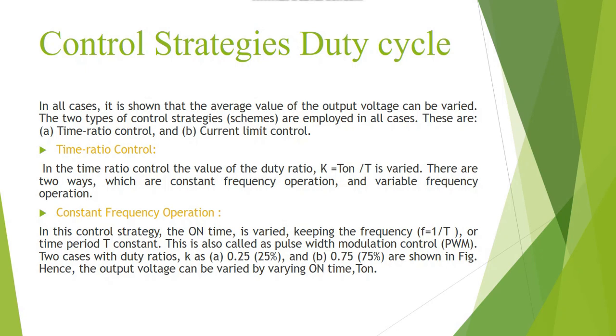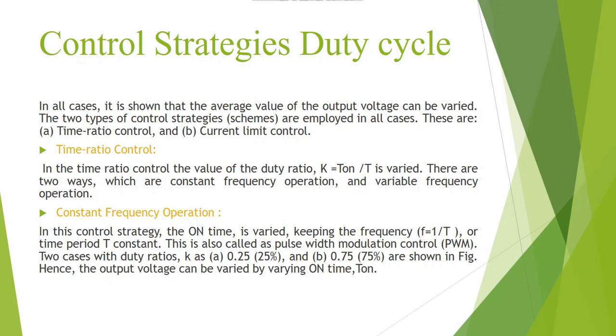But if you use the first value, 1 by 3, in the output equation of the buck converter, we will get 33.33 volt. So we can say that after changing the on time of the switching, we get a variation of the output voltage level.